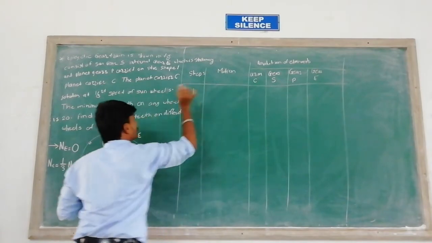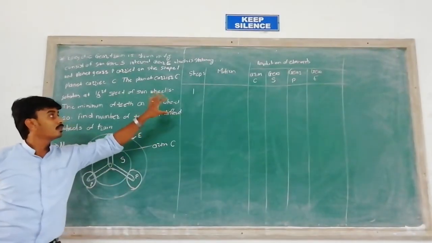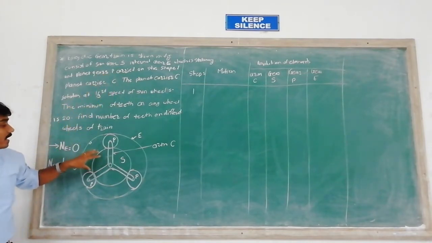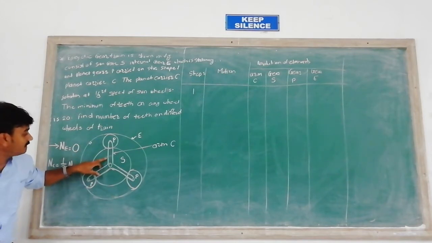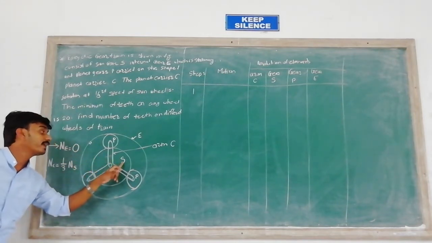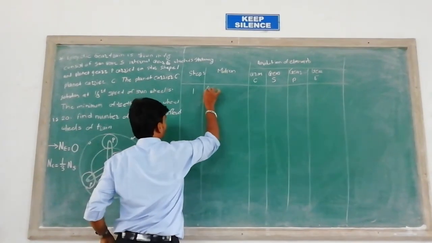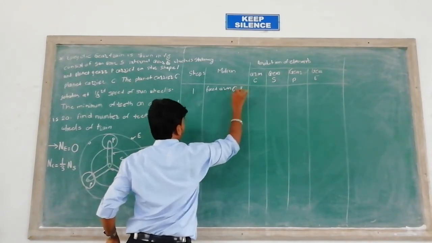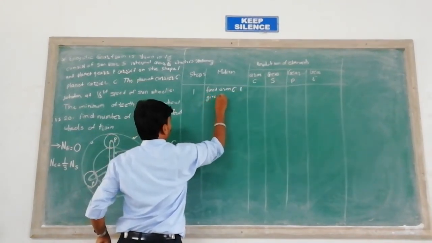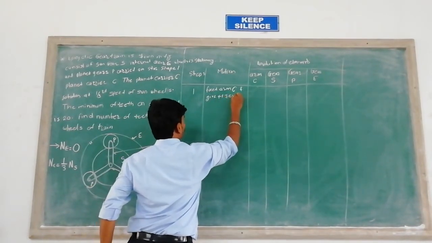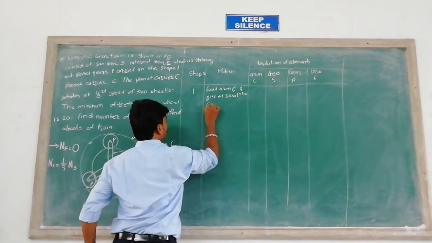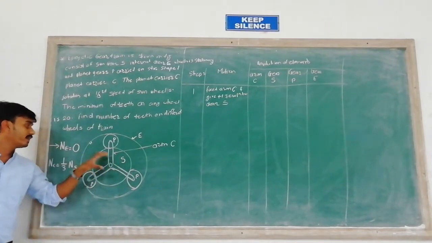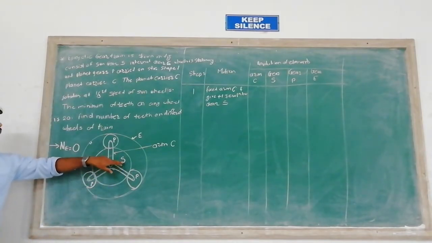So the first step in our method: we fix arm C and give plus one revolution to the gear S. We will fix this arm and give plus one revolution to the gear S.